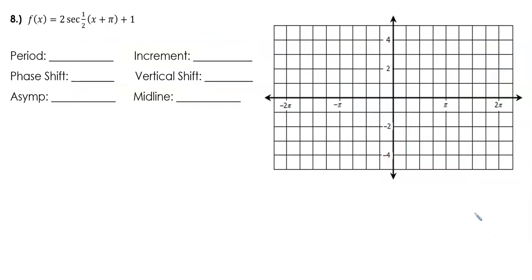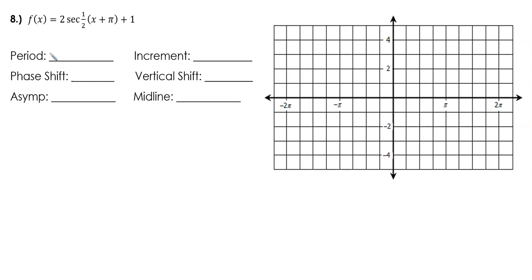Okay, with number 8, we have 2 times the secant of 1/2 x plus pi. Remember, this can be x or theta. All the ones we've seen today have been x, and what we've seen in the past has been theta. It can really be either or. X can just be in radians. All right, and then we're adding 1.